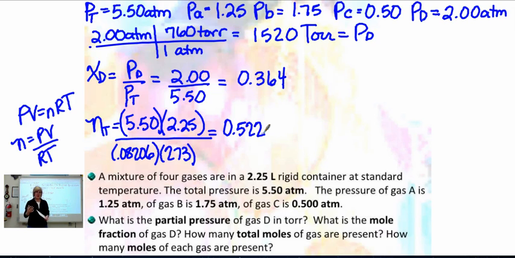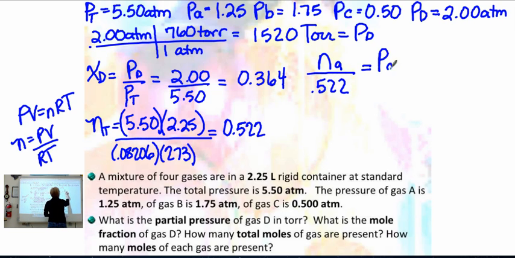You could use the pressure of each gas and the ideal gas law to get the moles of each gas. What I'm going to do is use the mole fraction as calculated by the pressure over the total pressure, and I'm going to multiply the total moles by that. The relationship I'm going to use: the moles of A over the total moles, which is 0.522, is equal to the pressure of A over the total pressure. That's our relationship between mole fraction and partial pressure.